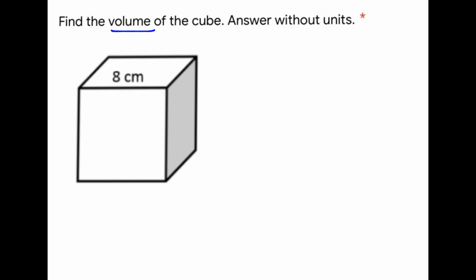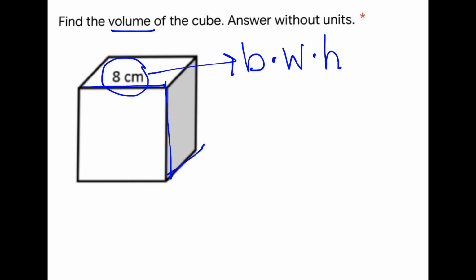Find the volume of the cube. Answer without units. We know here that the length and the height and the width are all the same, and that would be 8. So your base times your width times your height are all going to be 8. You can go ahead and plug that in to find your value, and you're answering without units.